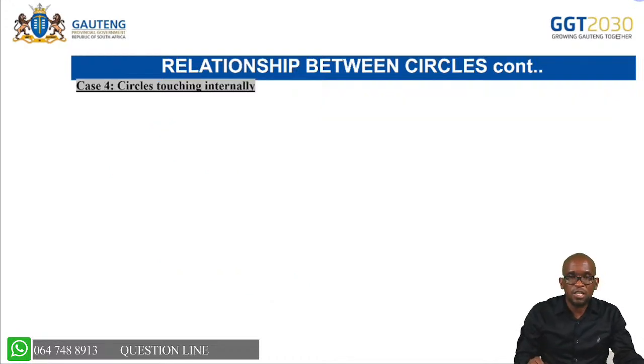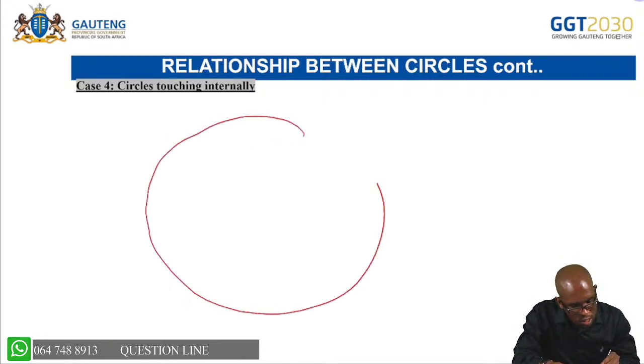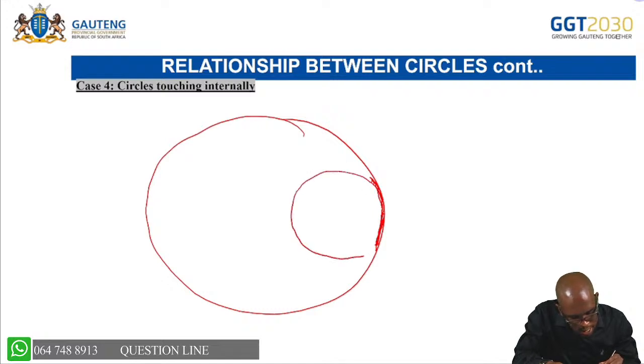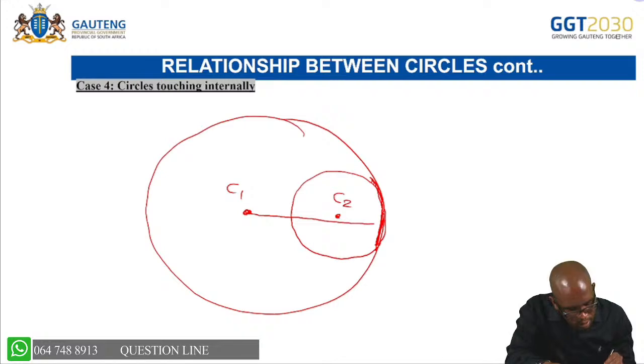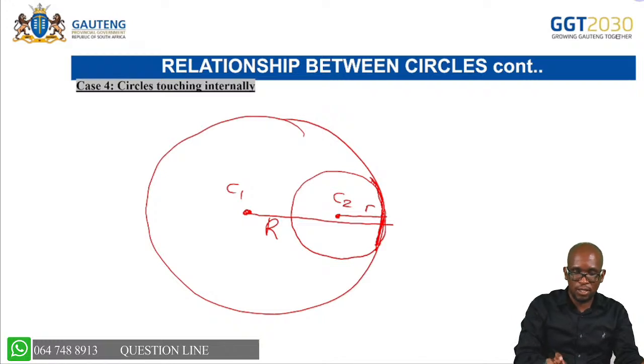Right, circles touching internally. I move them closer again, but now I have that the small circle touches the bigger one internally. In this case, if this is C1 and this is C2, you can see that this is R, the bigger R for the bigger circle, and this is small letter r for the smaller circle.